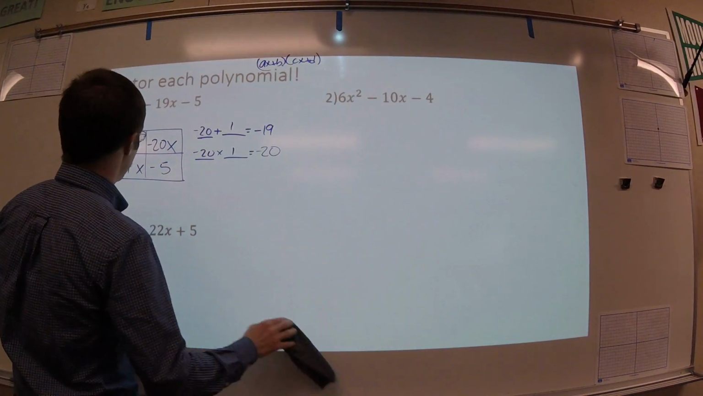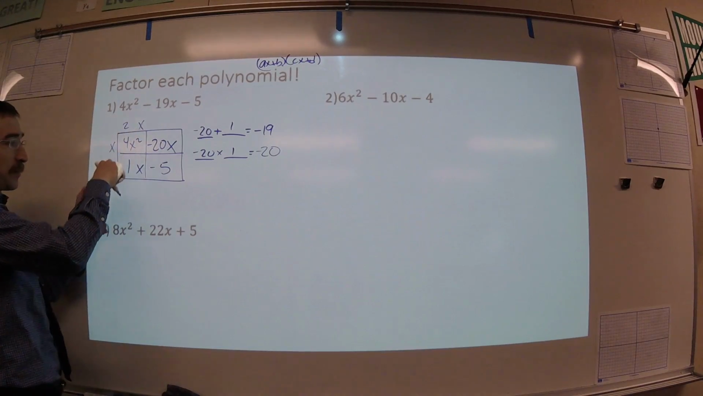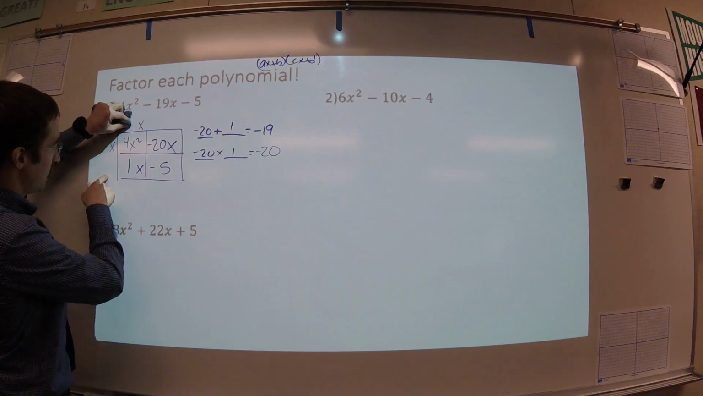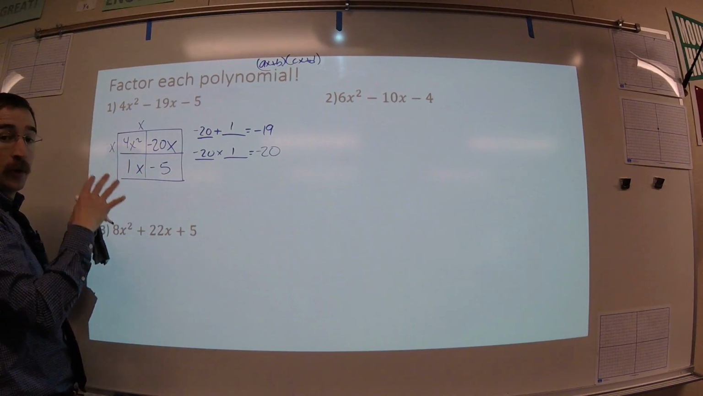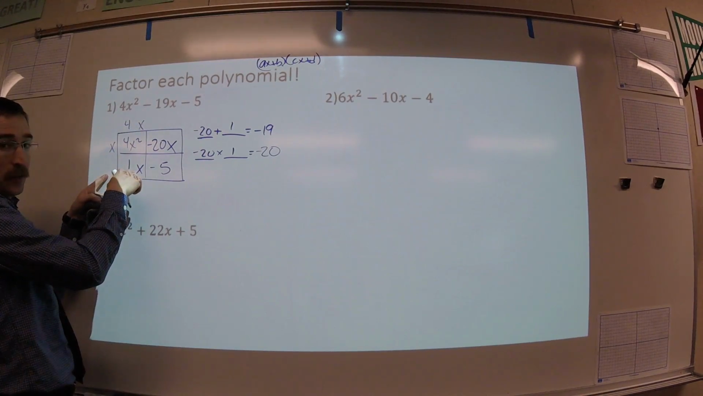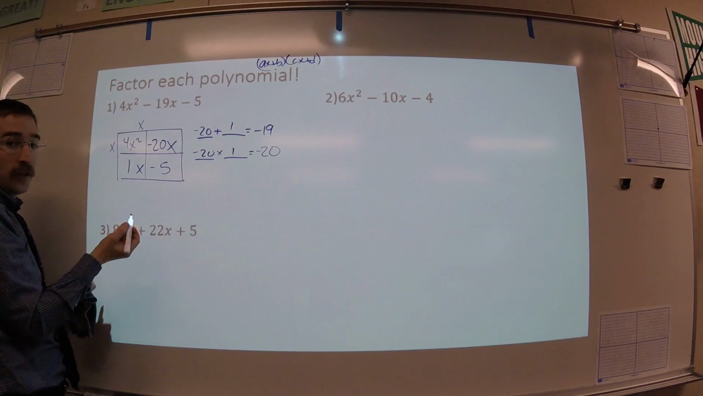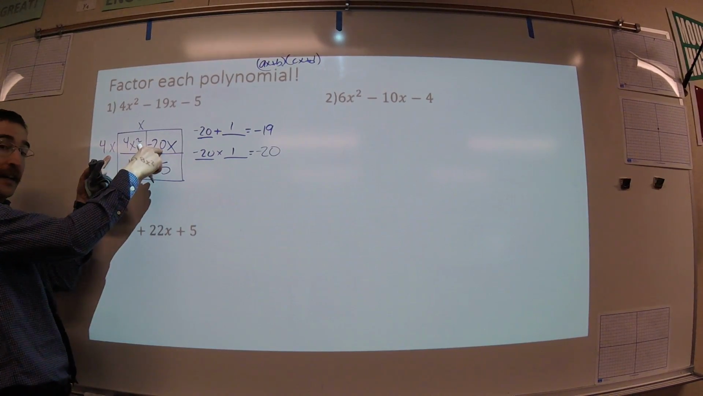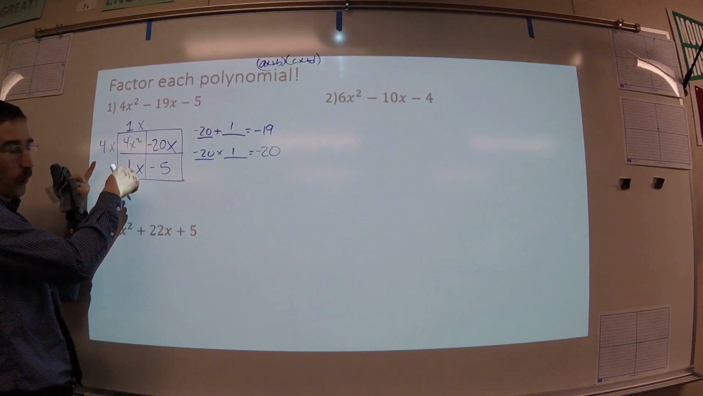Don't want to use 2 and 2, because if I put a 2 here, I'd have to say 2x times what gives me 1x. That would mean I'd have to put a half here, I'd have to use fractions. No thanks. So I don't want to go 2 and 2. I want 4 and 1. If I put the 4 here, then I got 4x times something equals 1x. I'd have to put a fourth there. No thanks. So I'm going to put the 4x here lined up with the negative 20. And I'm going to put the 1x here lined up with the 1x.